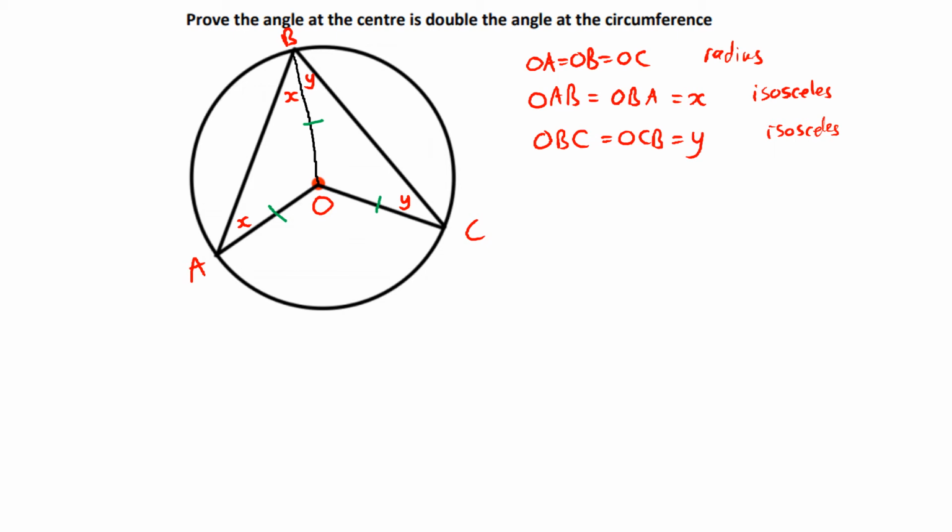Well, we can consider this angle. We call that AOB. Now we know that angles in a triangle add up to 180, but we also know that two of the other angles are x. So if we take them away from our 180, we'll get the AOB that's left over. So we could say that this angle here is 180 minus 2x. Furthermore, we could say that COB, that's this angle here, is 180 minus 2y by exactly the same reasoning.